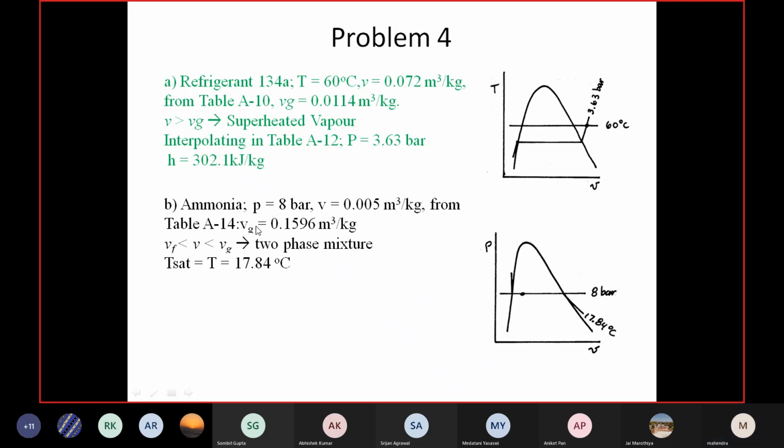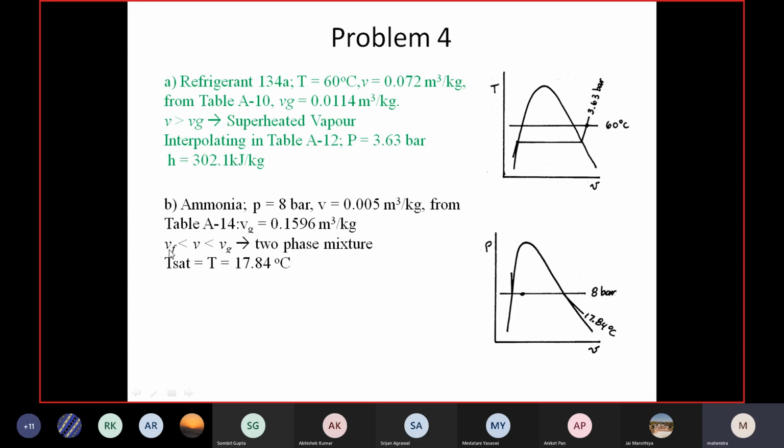Okay. From the table, its volume should be... which volume? Gaseous volume. That means the specific volume of saturated vapor should be 0.1596. But the given volume is very much less than that. But that is in the range actually, in between.